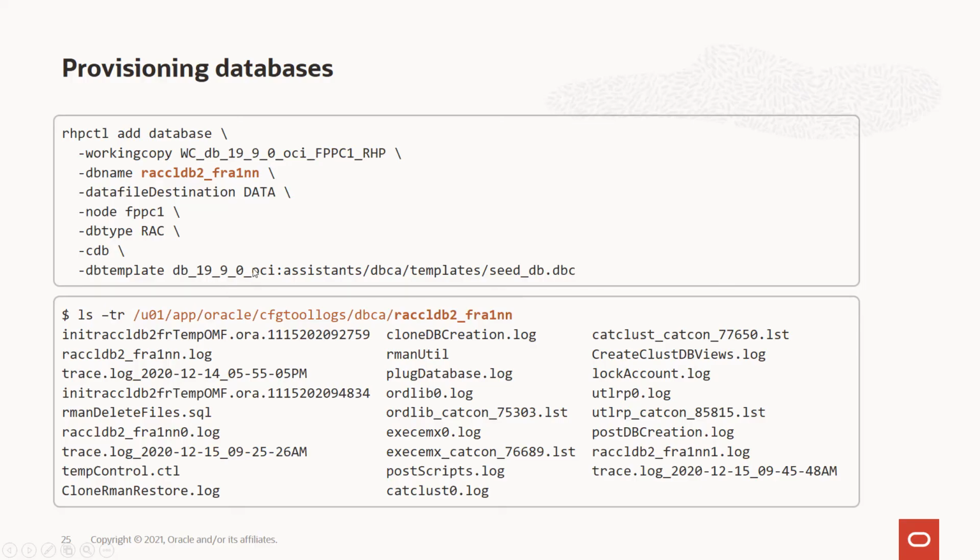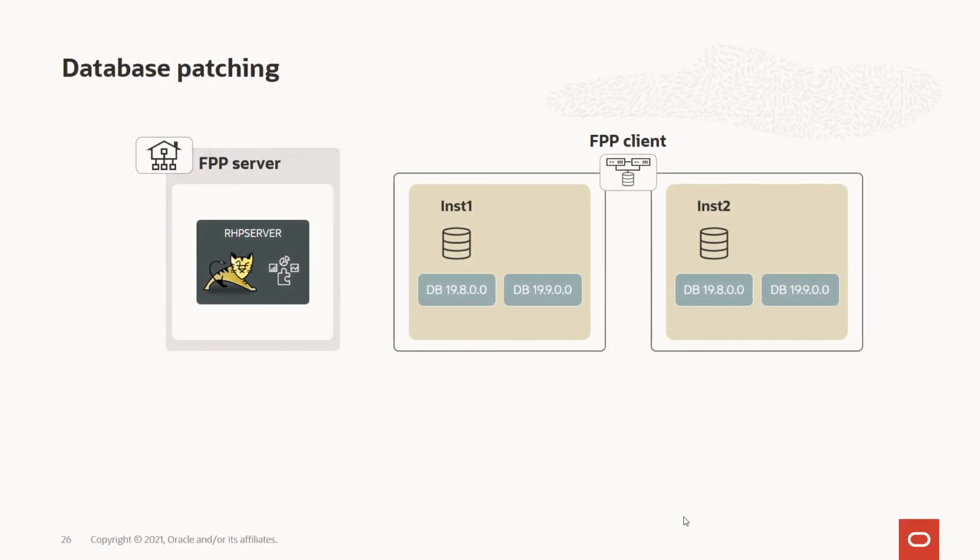And after deployment, we can see that in the Oracle base configuration tool DBCA, we have the subdirectory with the DB unique name of the database that we have created, and we have all the logs that we can use to double check the creation of the database, for any special action, if it has been created the way we wanted. So once the database is there, we can patch it, of course. So we can patch also an existing database. We don't need to have a database created by FPP. All the databases that we already have in our fleet can be patched with FPP.